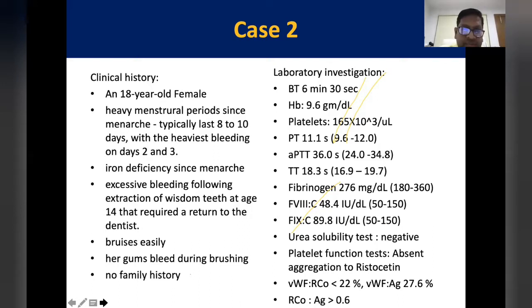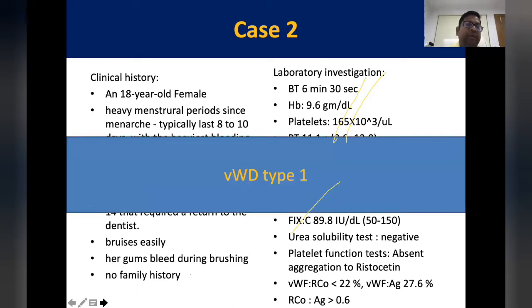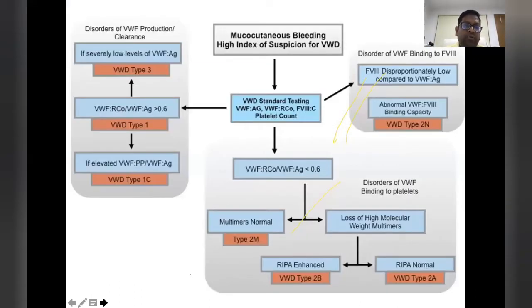So with this, what is your diagnosis? Von Willebrand disease type 1. Yeah, does anybody want to say or ask anything? Okay. So I'm not going into details of all the von Willebrand disease, but there is a simple approach. How do you approach von Willebrand disease? With mucocutaneous bleeding and a high index of suspicion of von Willebrand disease, you have to do von Willebrand standard testing. What are the standard tests?